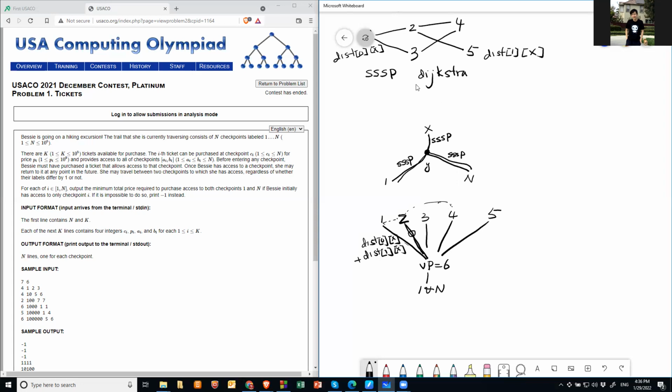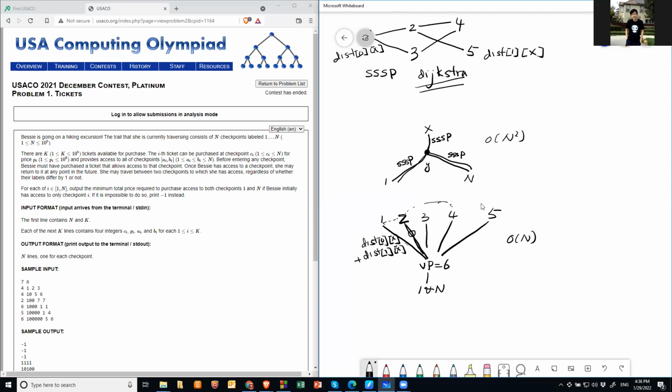Again, that's our standard Dijkstra, right? So I can use Dijkstra to do this, instead of looping through every point, I can do O(M), right?